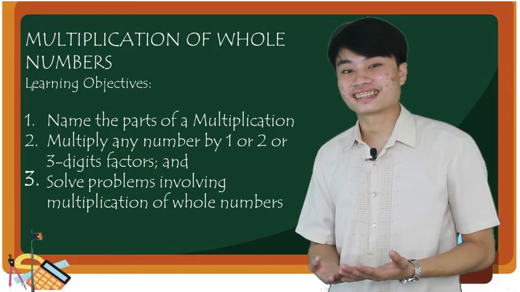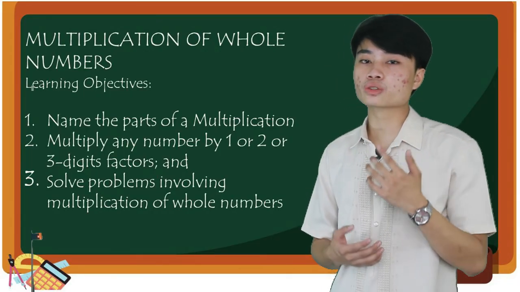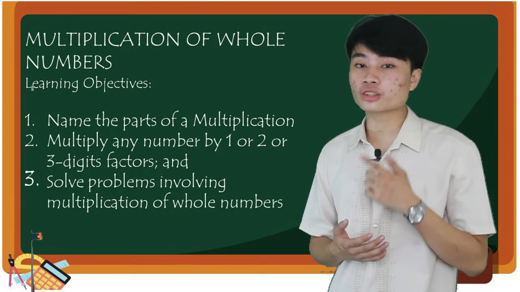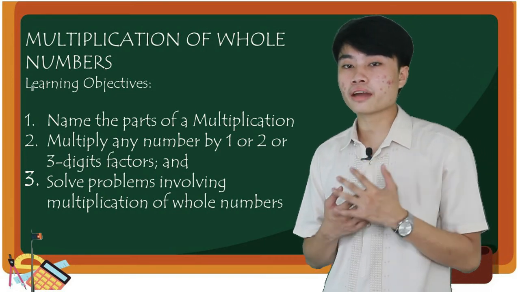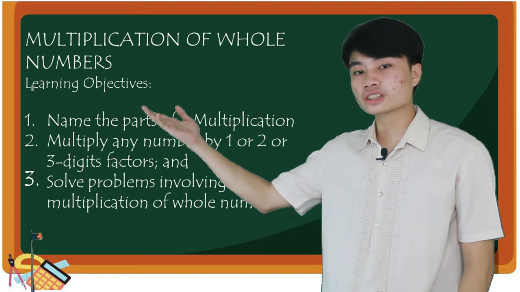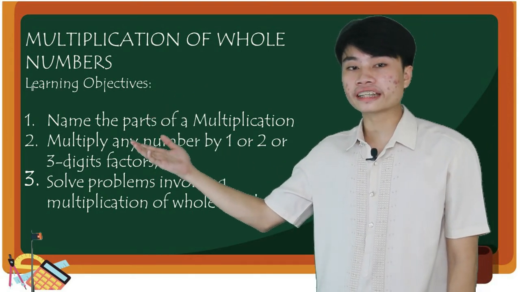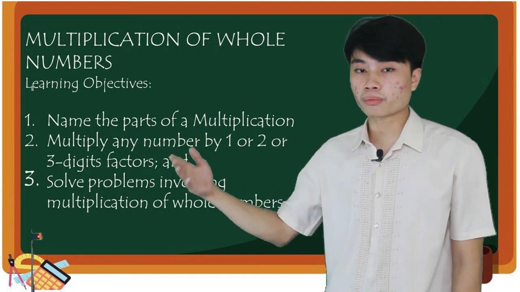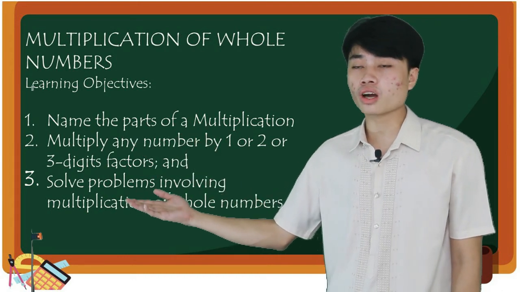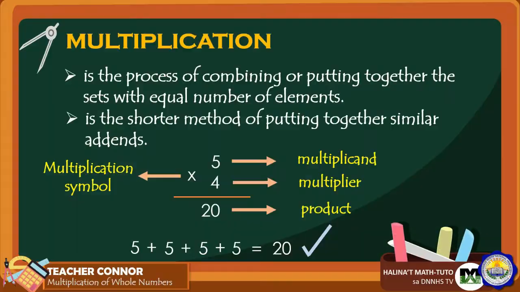And that's it. Did you learn something? Let us now summarize everything we discussed in today's lessons. We were able to name the parts of multiplication sentence. Multiply any number by 1, 2, or 3-digit factors. And solve problems involving multiplication of whole numbers. Since everything is clear, you may now start answering learning tasks of the week.